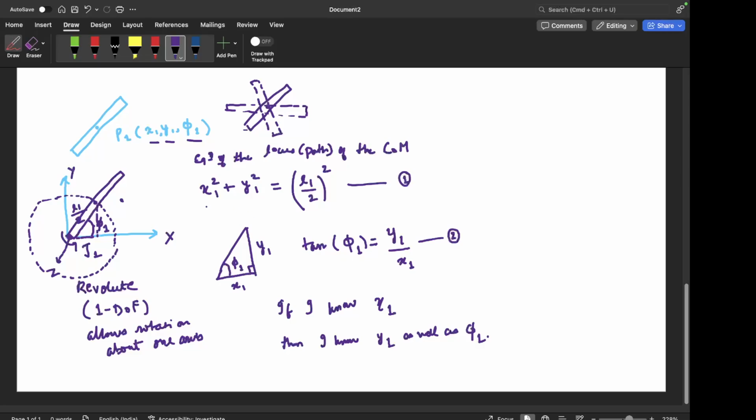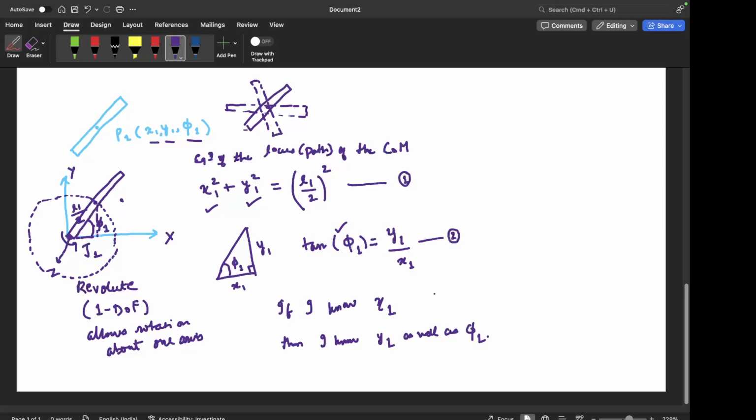So let's say if I specify x1, then from this equation I can get y1, and once I know y1, from this equation I get phi1, right? Or if I choose phi1, then I get a relation between y1 and x1, and then I can write y1 in terms of x1. I get x1, and then from that I get y1. So these variables have become related.